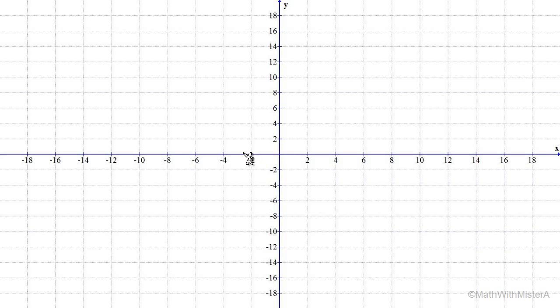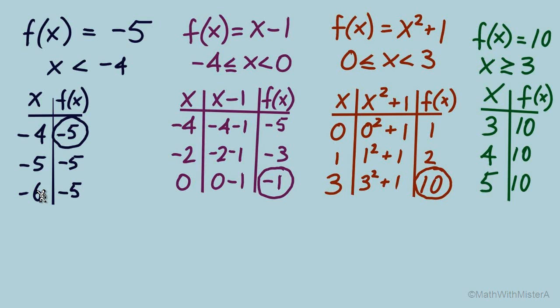So that first table was -4 with -5, -5 with -5, and -6 with -5. And there's the open circle at that point, -4, -5. It's a linear function, so we'll connect it with a line and get that arrowhead out to the left to say it continues this way for all x values less than -4. So that first piece is graphed.